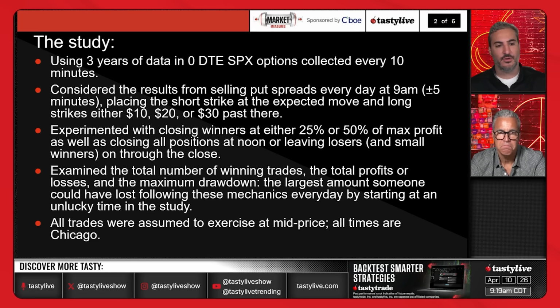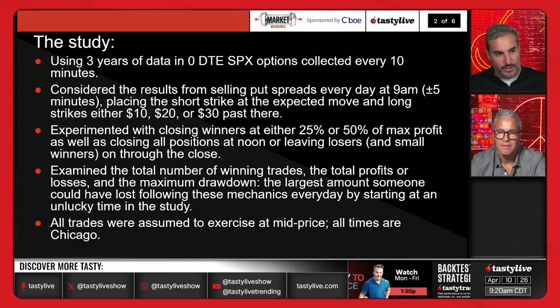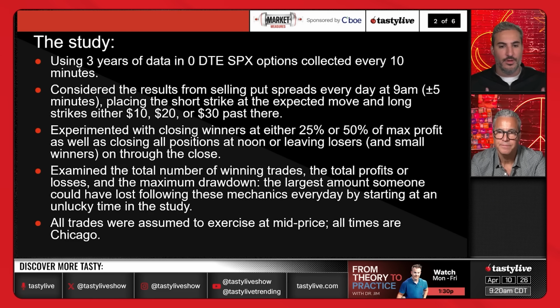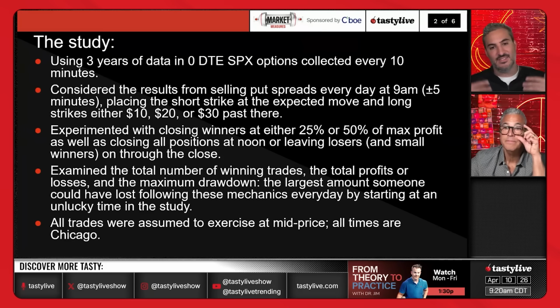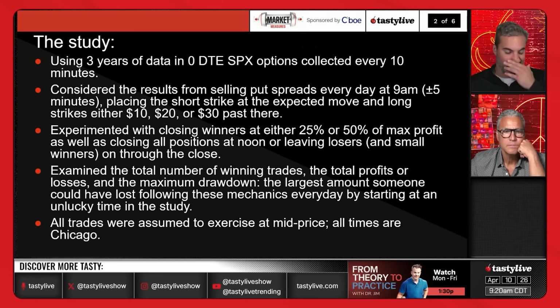So we're going to look at the total number of winning trades, the total profits or losses, and the maximum drawdown. Remember, the maximum drawdown is going to be the lowest print of the P&L cumulatively. So there are multiple weeks where you have multiple losers, so that your max drawdown is actually going to exceed the width of the spread. It's not each single trade. It's the accumulation of losses throughout the study.